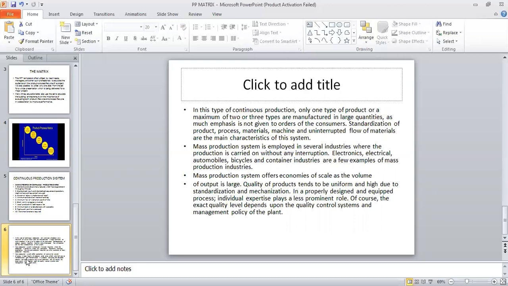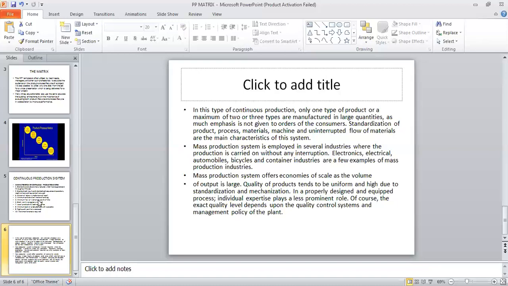So here we can enjoy economies of scale because the volume of output is quite large, and the quality of products tends to be uniform, right? And the quality tends to be very uniform and high due to the standardization and total mechanization. So here we apply totally capital intensive technology, right? In a properly designed and equipped process, individual expertise plays a less prominent role. Of course, the exact quality level depends upon the quality control system and management policy of the plant.